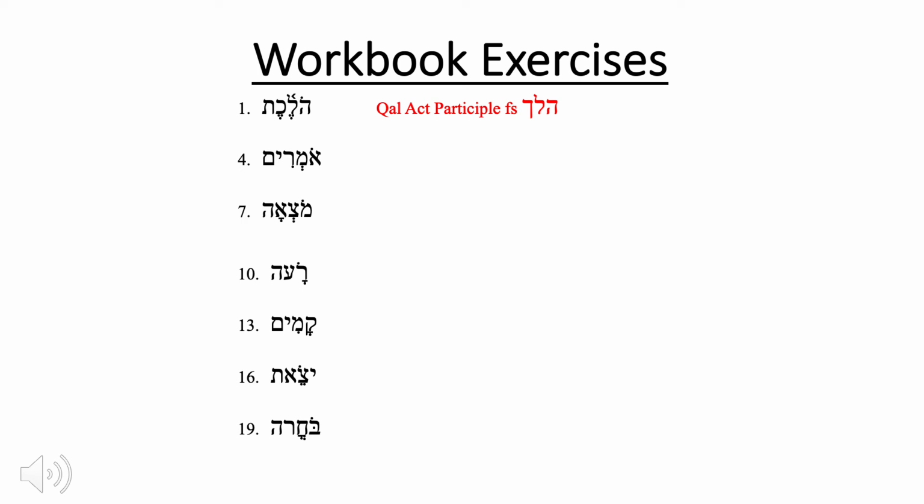This is a Qal active participle, feminine singular. You notice the tav at the end. Tav or hey are most often the indications of feminine, and this comes from halak, so holeket. What about number 4?